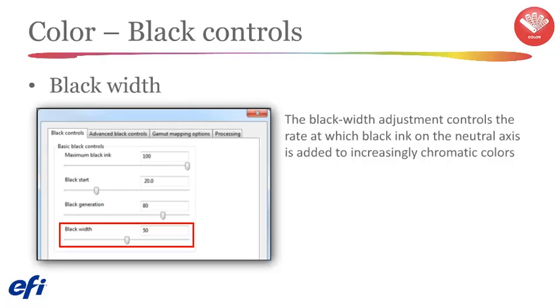The final option on the Black Controls tab is Black Width. When the slider is moved to the left, it limits the amount of black generation that you have set to neutral tones only. When moved to the right, you are extending GCR through non-neutral tones and eventually into more saturated colors, again decreasing your ink usage and cost.